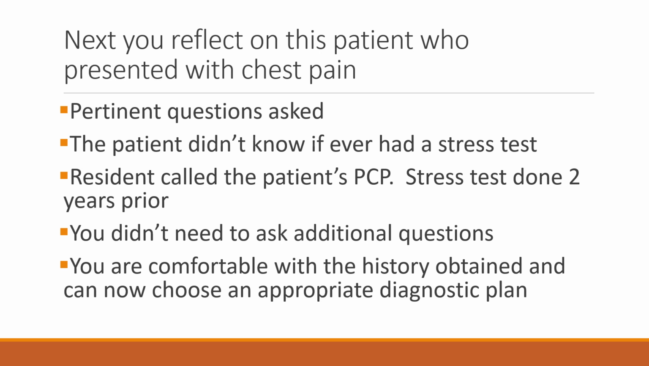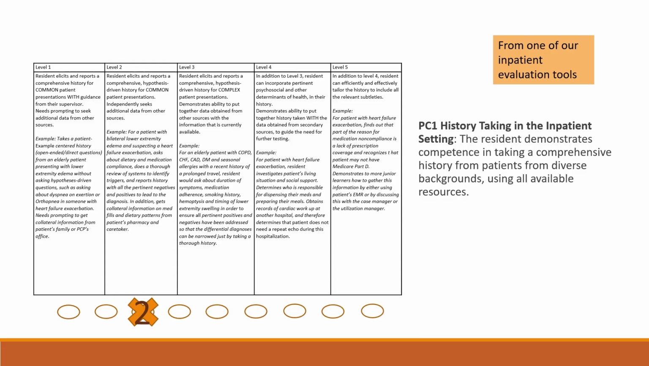You didn't need to ask any additional questions for this common presentation, and you're comfortable from the history that was obtained that you can choose an appropriate diagnostic plan. Based on this patient, this resident is at least at a level 2. They can elicit a history for a common presentation and are able to independently obtain data from secondary sources.